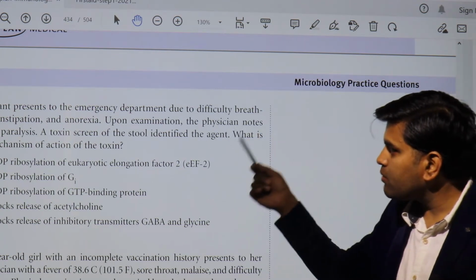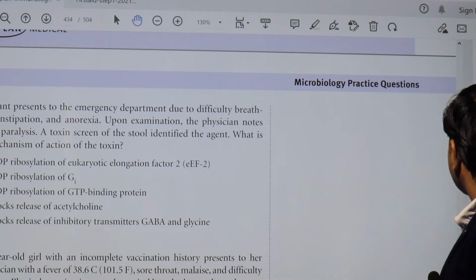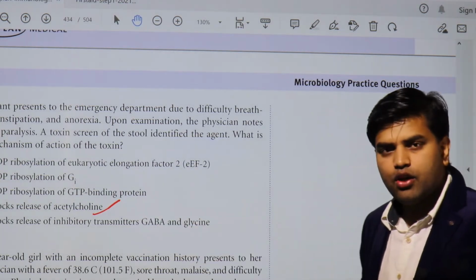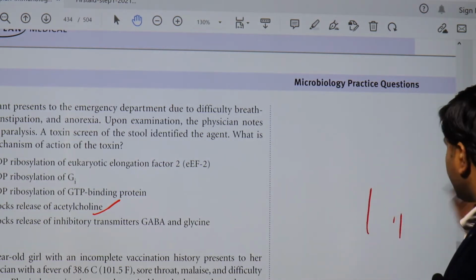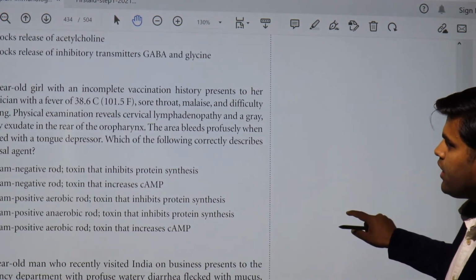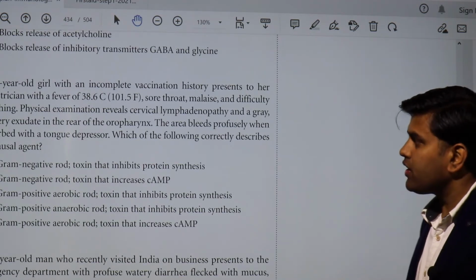So this is the clinical picture of your botulinum. So your answer is D, that is, block the release of acetylcholine, and in this way you can move forward. Okay, so let's move to one more question, and then maybe one or two questions, and then we can stop, and then we can move further in the next lecture.